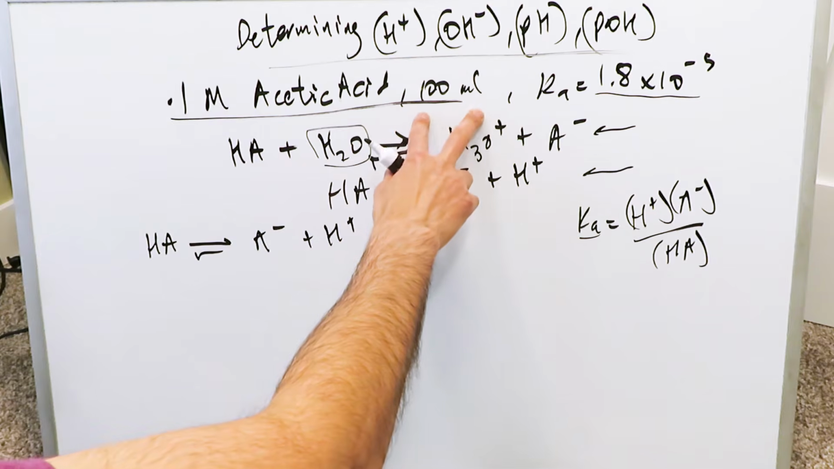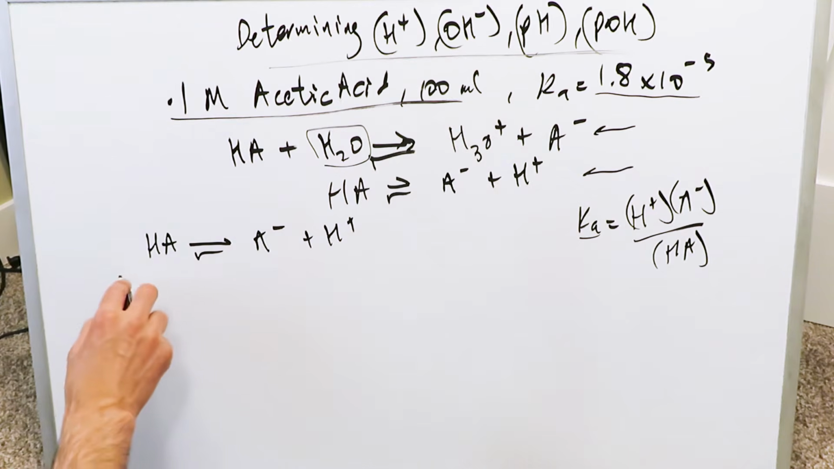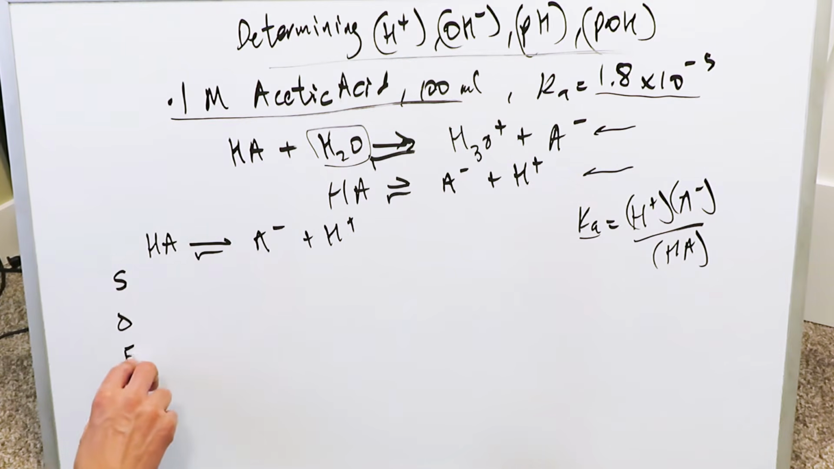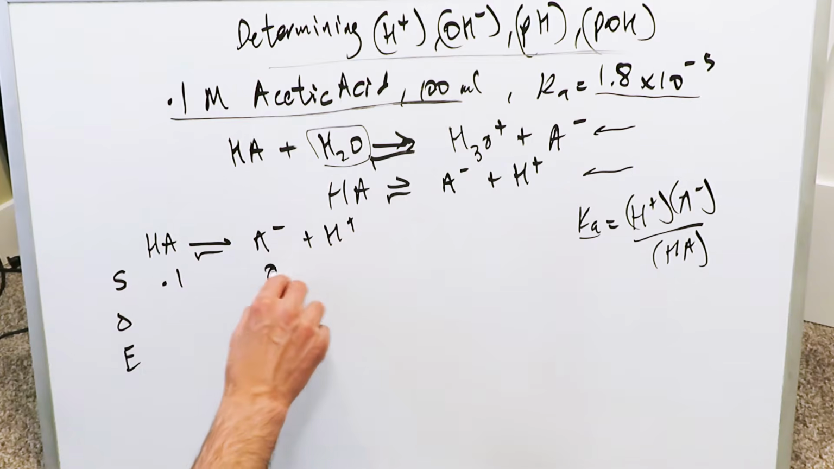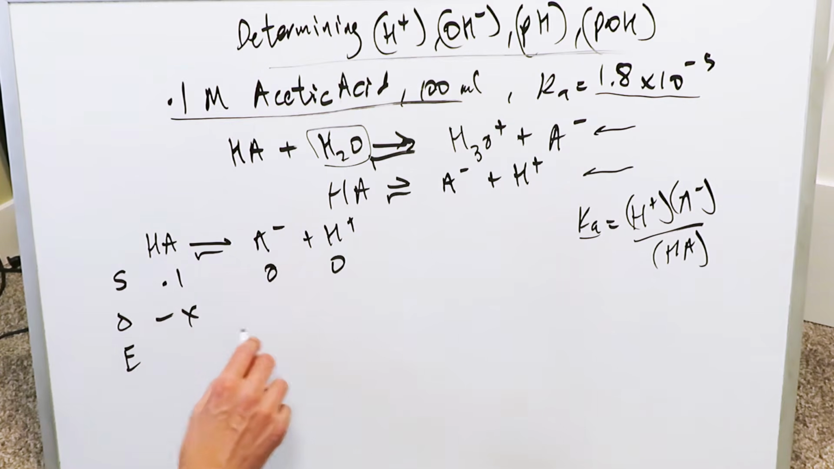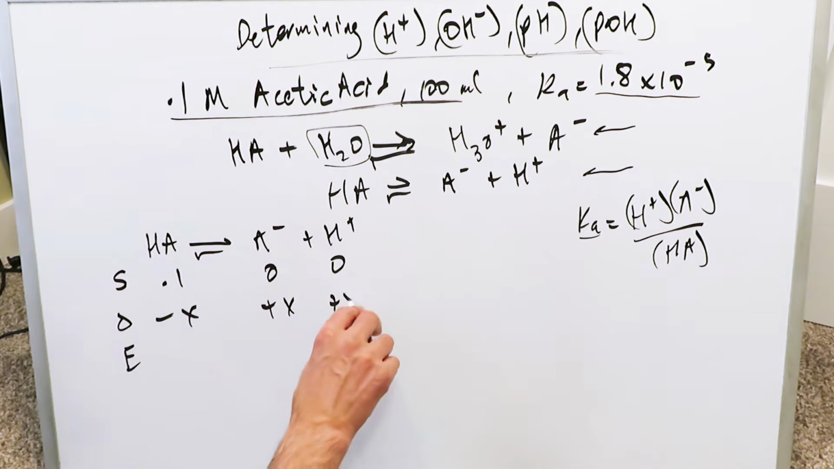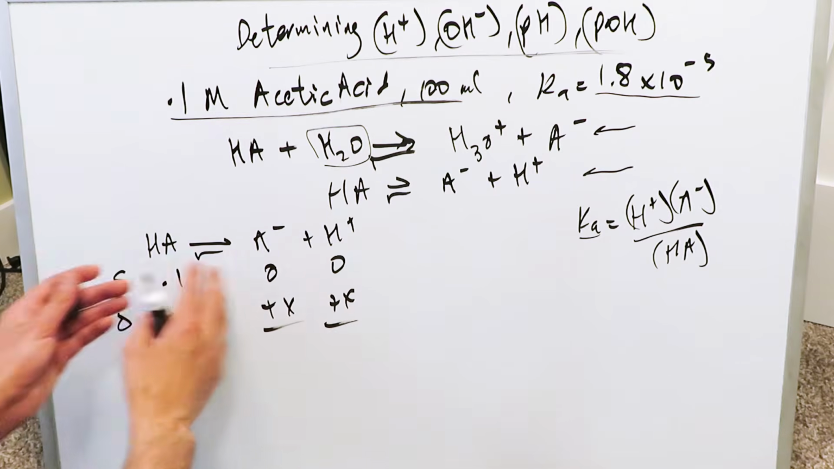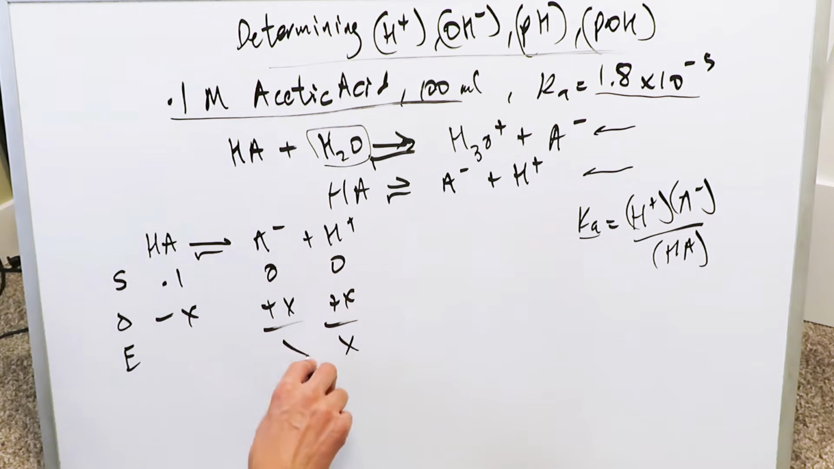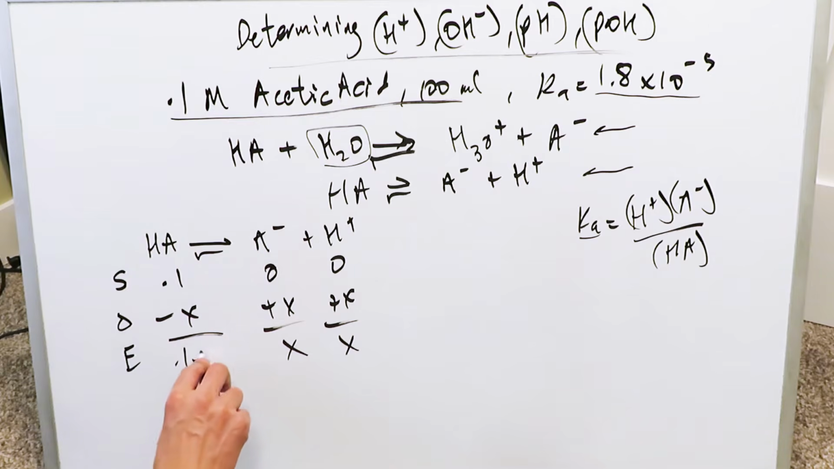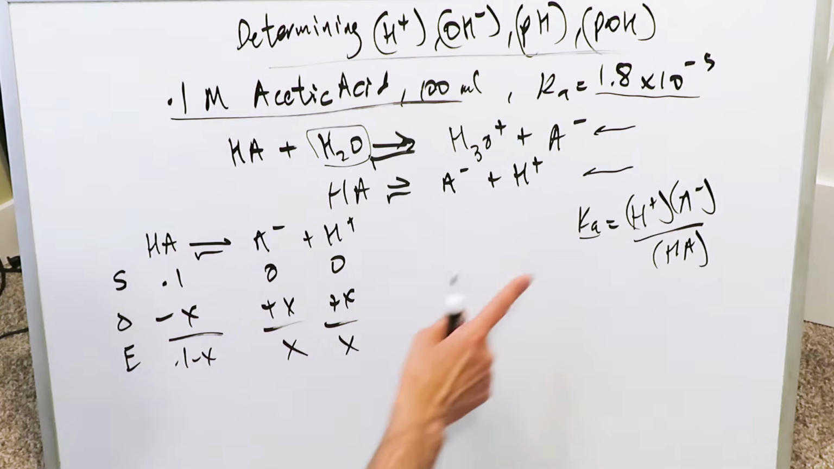In all instances, water is irrelevant here, because I have a start, a change, and an end. This is 0.1 molar, and I'm starting with 0. This will decrease by x, this will increase by x, and this will increase by x, because it will dissociate to a certain amount. Your final amounts here will be x and x. This will be 0.1 minus x. You will do your equilibrium expression.